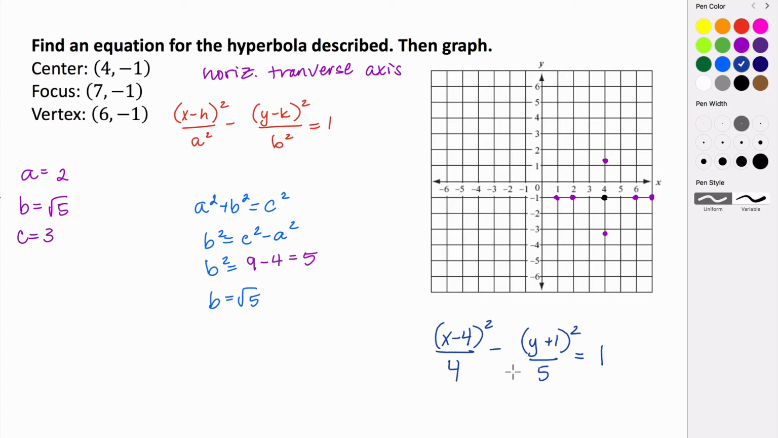So now let's graph it. So we have our key points here. So we can graph our hyperbola. So let's make the box. So the box is going to go through these here. So we can draw our box like this. And then down here.